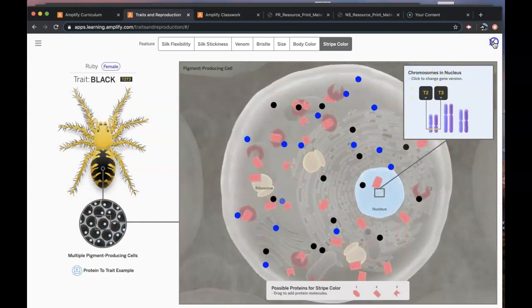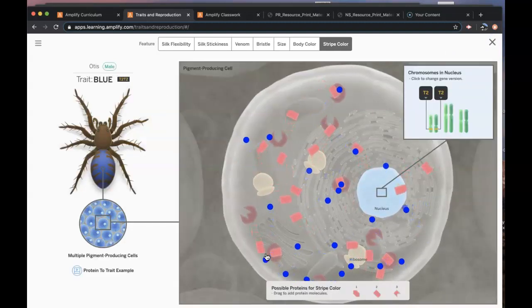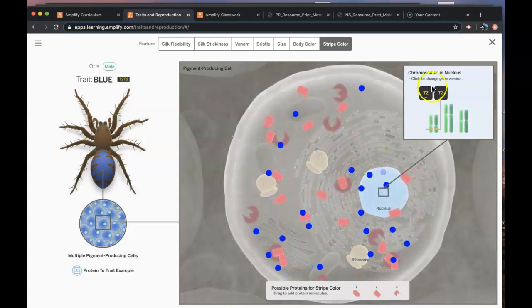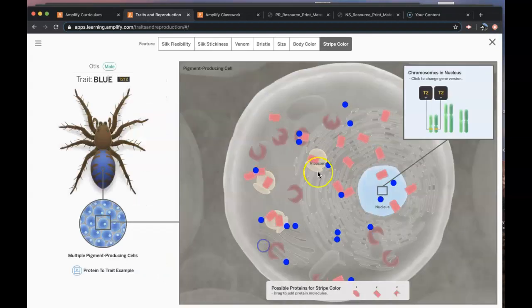All right, so let's go back to Otis. The simulation will allow us to change the genes of Otis and see what happens to his protein molecules.